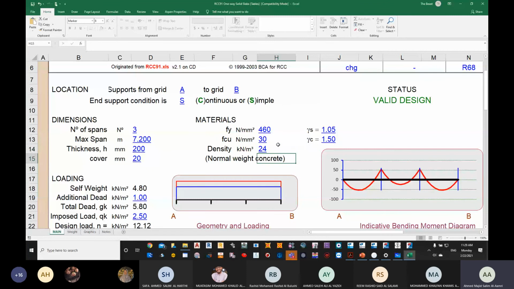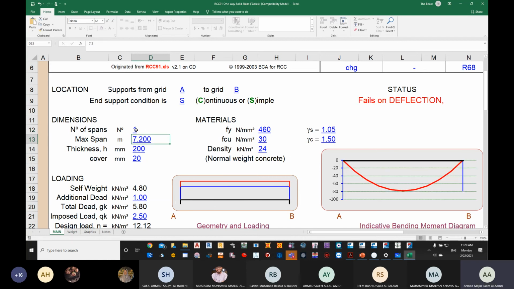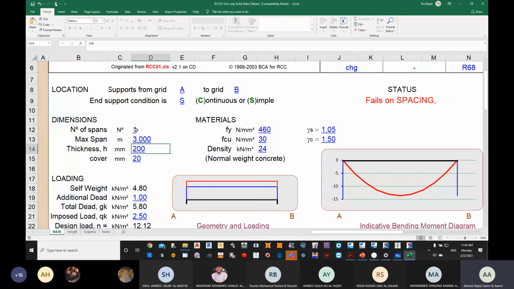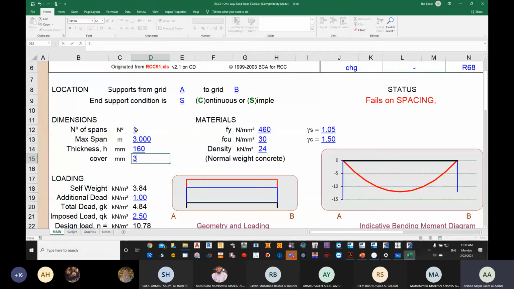24 was the density of concrete. Number of spans, we don't have 3 spans, we have only 1 span. Now what is the meaning of maximum span? If you have 3 spans, one is for example 7, another one is 7.2, another one is 7.1, then you need to take the maximum of the 3. In case of our problem, you have only 1 span, and then the maximum span, which is the short span in this scenario, is 3 meters. The thickness that we have taken is 160. The cover is 35.